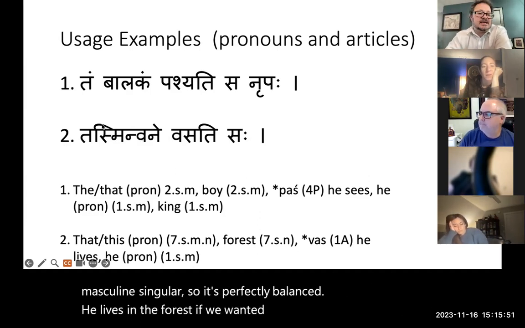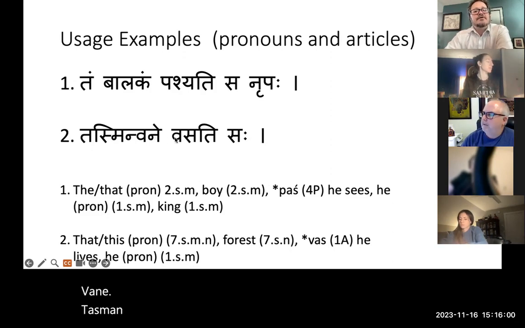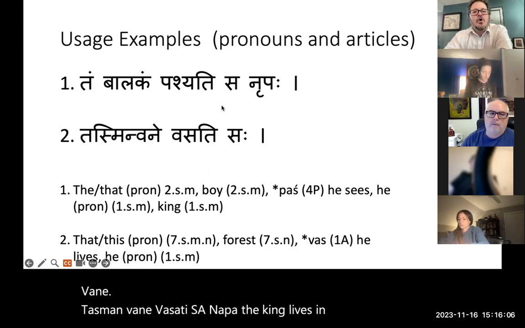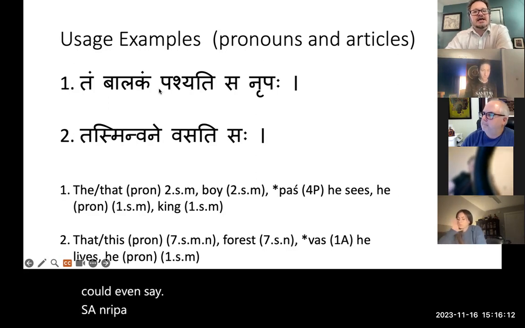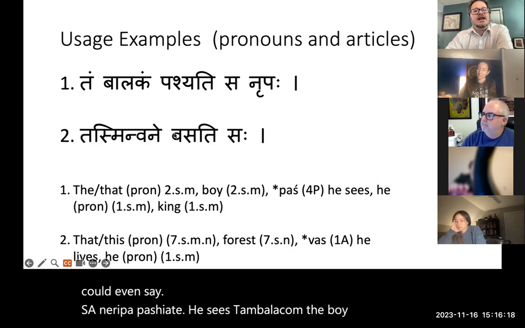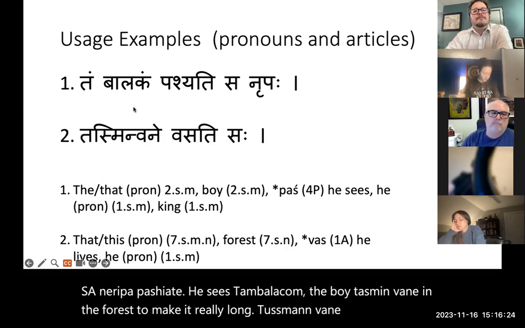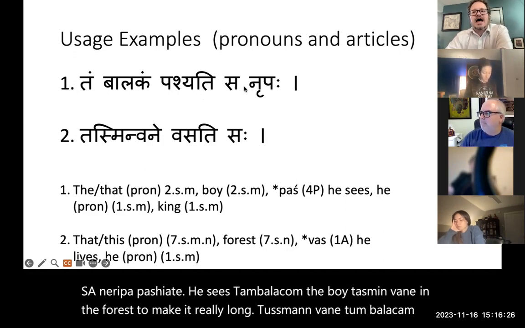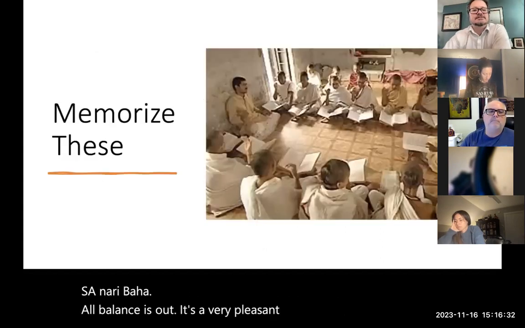If we wanted to, we could put these together and say, Tasmin vane vasati sa nripa. The king lives in the forest. Or you could even say, Sa nripa pashyate. He sees tam balakam, the boy, tasmin vane, in the forest. To make it really long, Tasmin vane, tam balakam, pashyati sa nripaha. All balances out. It's a very pleasant Sanskrit sentence.